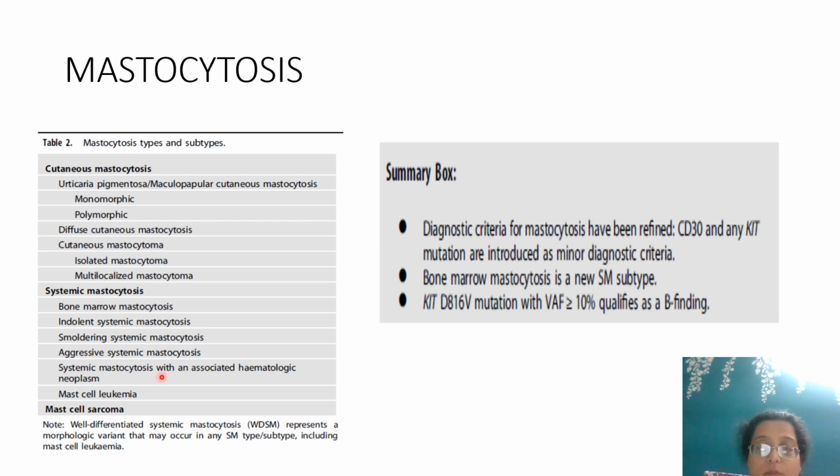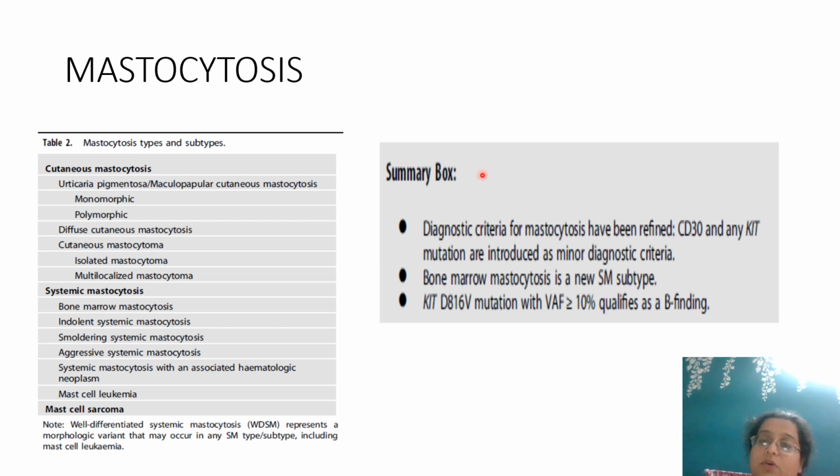Fine. So a well-differentiated systemic mastocytosis, WDSM, can also be a part of the systemic mastocytosis spectrum, which is otherwise a separate entity. So finally, mastocytosis has been redefined. CD30 and any KIT mutation are now minor diagnostic criteria. Bone marrow mastocytosis is a new subtype in systemic mastocytosis. And KIT D816V mutation with VAF more than 10% qualifies as a B finding.